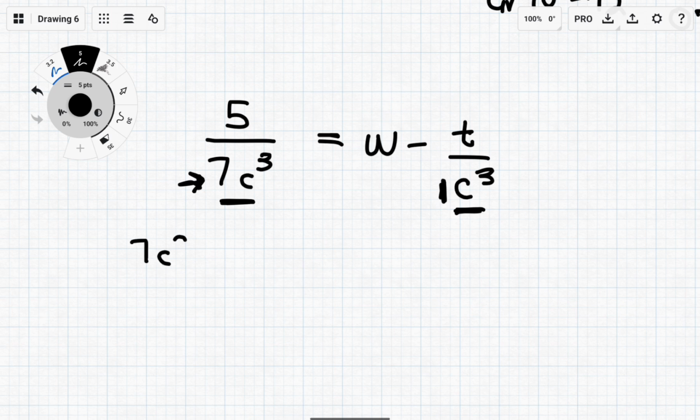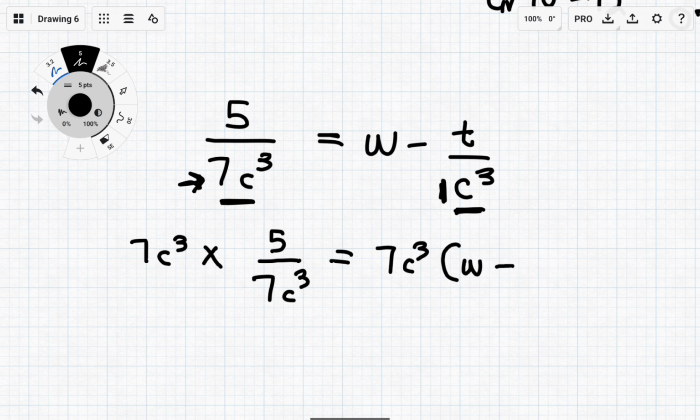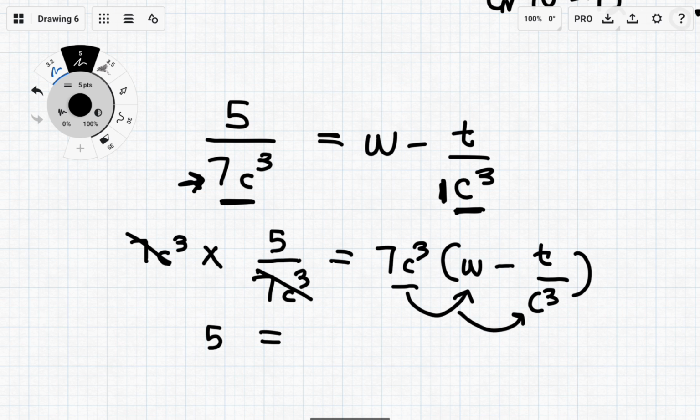So we're going to have 7c cubed multiplied by 5 divided by 7c cubed, which is equal to 7c cubed open bracket w minus t divided by c cubed. Now this one is going to cancel this one, and we're left with 5. Now we're going to multiply 7c cubed throughout the bracket. Now what are we going to have?